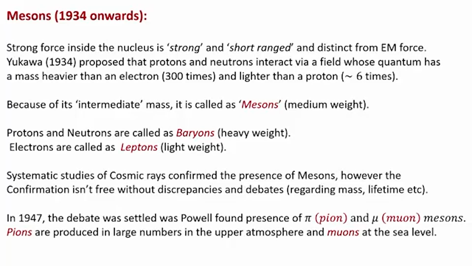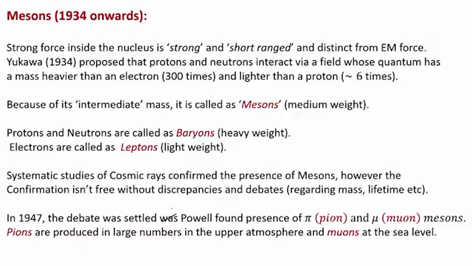In that same spirit, protons and neutrons are called baryons, which are heavyweight, and the electrons are called leptons, which are lightweight. Now, systematic studies of cosmic rays confirm the presence of mesons. The atmosphere is continuously pierced by these cosmic rays, and they have confirmed the presence of mesons. But the confirmation came with a lot of disputes and debates, such as about the mass of the mesons and lifetime, etc.